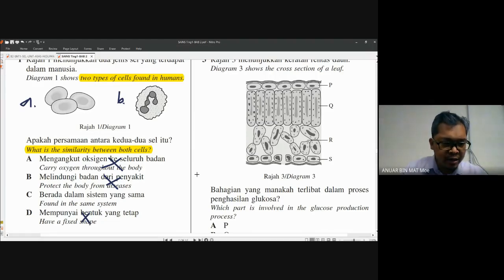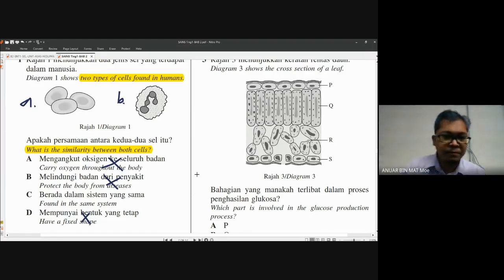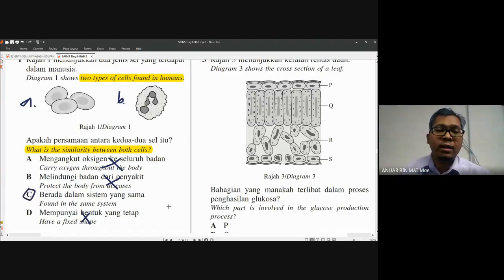So the answer here is found in the same system. Is it true? So the answer here is C. It is found in the same system. What type of system? Circulatory system or transport system, because red blood cell and white blood cell are components inside blood. Red blood cell, white blood cell.